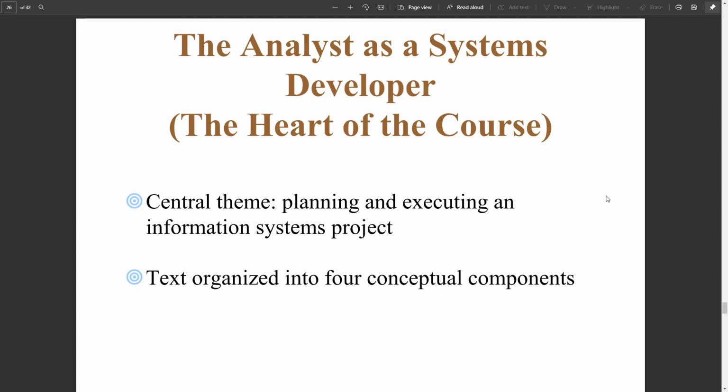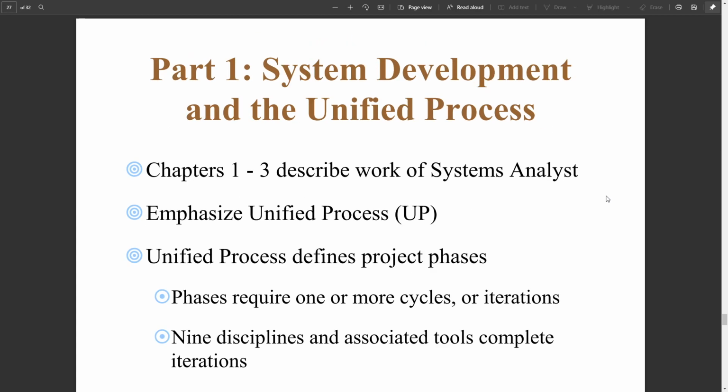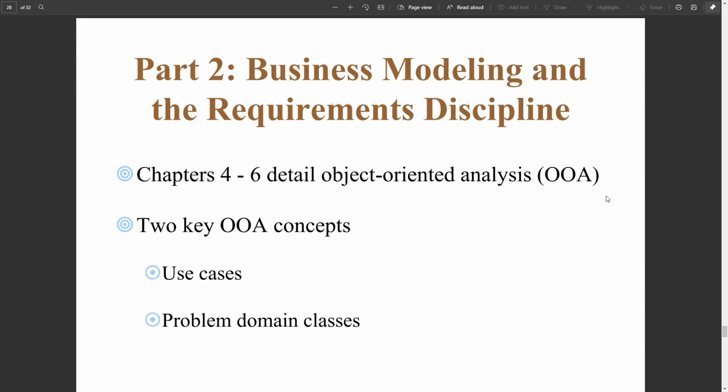And the analyst is a systems developer. So this is the heart of the course. The central theme is planning and executing an information systems project. The text is organized into 4 conceptual components. So part 1, ito yung mga i-discuss natin. It's the systems development and the unified process. Then we have the business modeling and the requirements discipline.